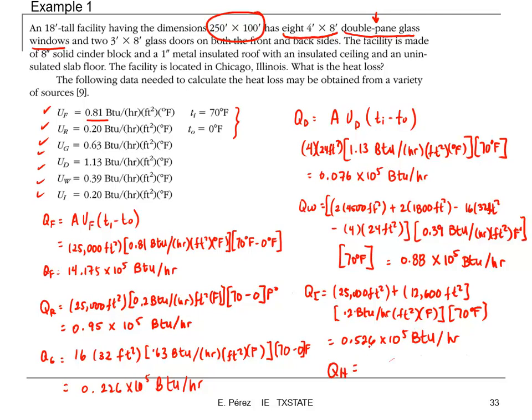And then finally we can get the heat loss by adding QF plus QR plus QD plus QW plus QI, and that's going to be equal to 21.777 times 10 to the 5 BTU an hour.